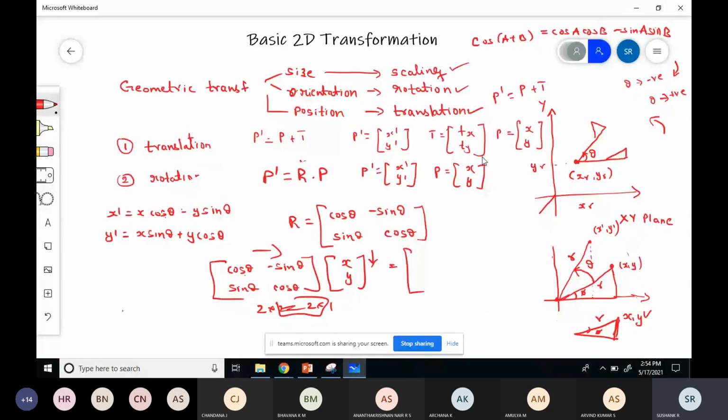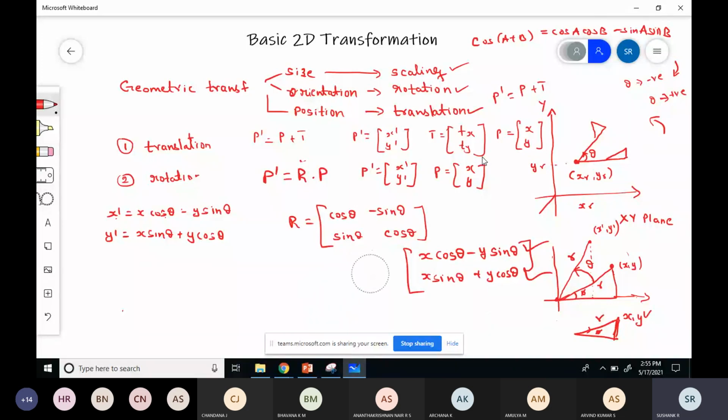So cos into x will become x cos theta, minus, actually it is plus y sin theta, but the minus is there, that's why it will become minus y sin theta. Sin theta into x will become x sin theta, plus cos theta into y will become y cos theta. So you can check the same equation: x dash is equal to x cos theta minus y sin theta, and y dash is equal to x sin theta plus y cos theta. So that's why in the matrix representation they have simplified this, so that you can verify it through the matrix multiplication.